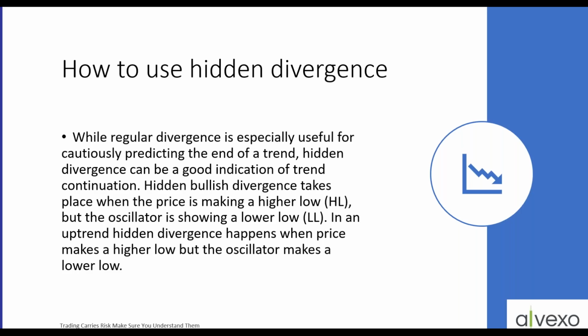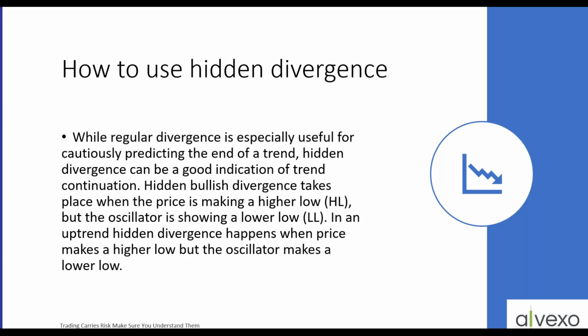Okay, while regular divergence is especially useful for cautiously predicting the end of a trend, hidden divergence can be a good indication of a trend continuation. So one's telling us an end of a trend and the other's telling us a continuation.